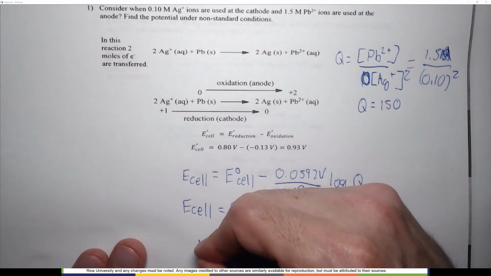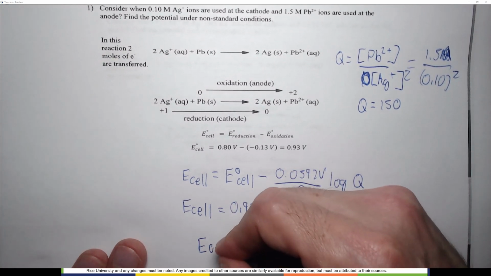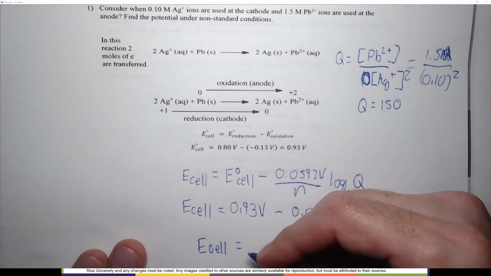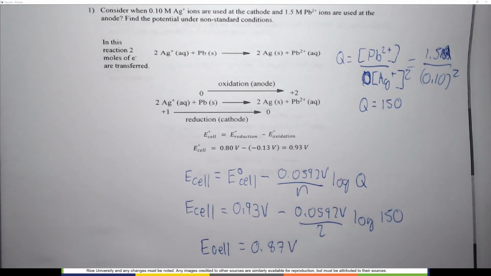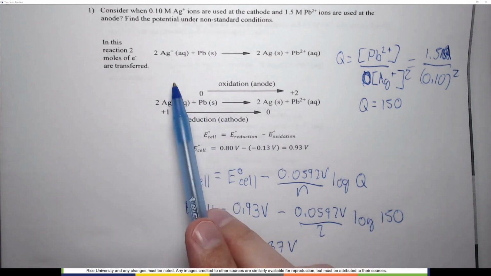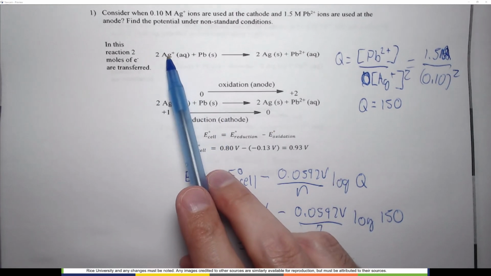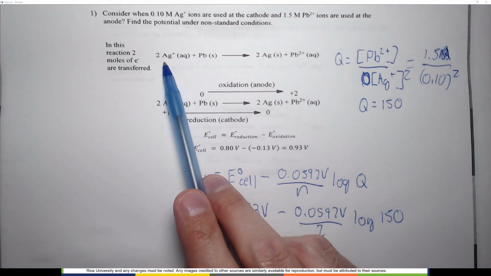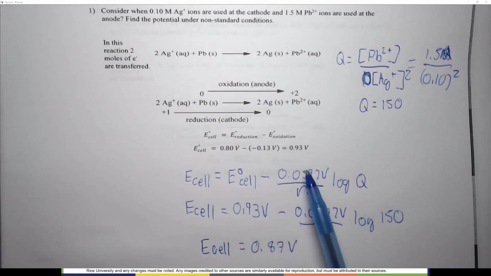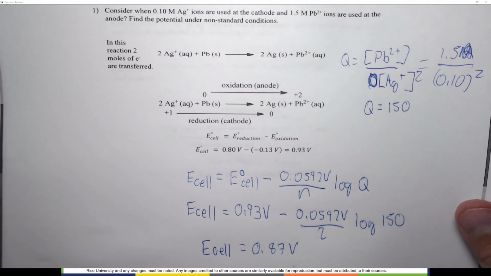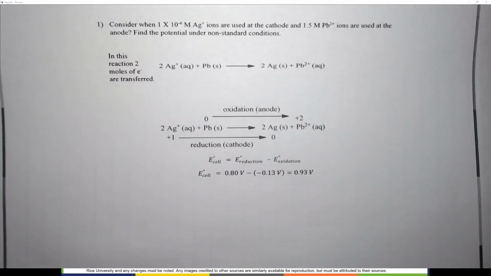And when we do that, we find that E cell equals 0.87 volts. So you see, as the concentration of Ag plus decreases, which it will in a battery because it's going to form Ag, the effective voltage decreases. Now in this case, this may not be enough for the flashlight not to work. Okay, this may still be effective. Let's look at another case.